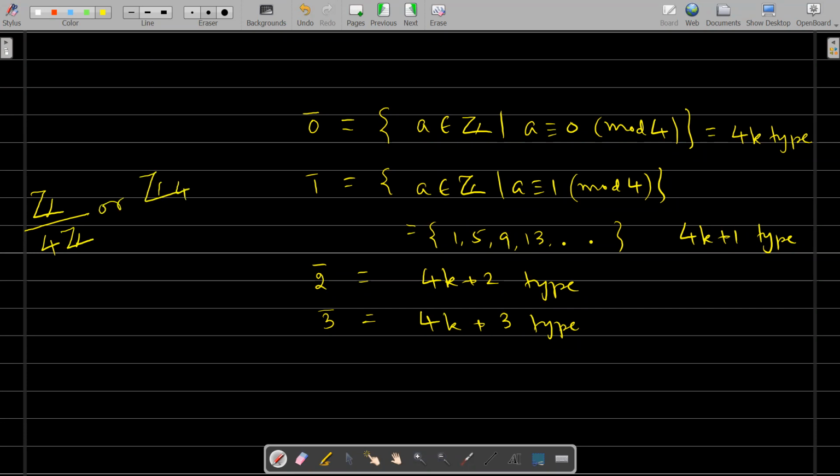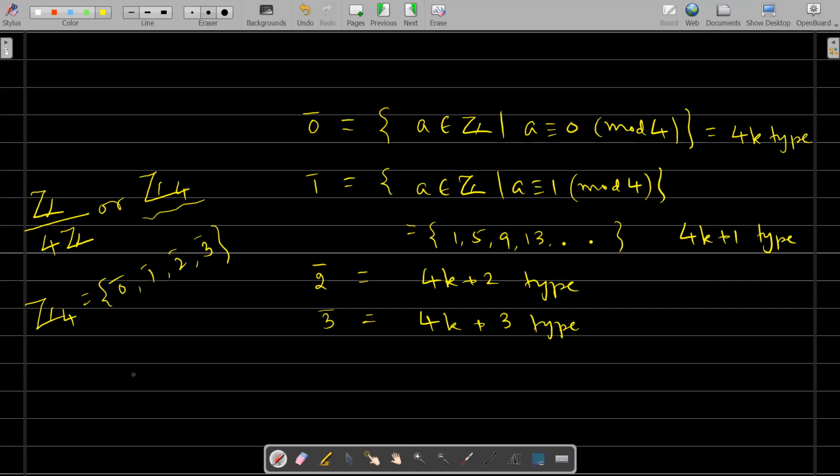So a more convenient notation is Z4 right now. And what I mean by Z4 is the remainder classes 0 bar, 1 bar, 2 bar, 3 bar. So when I divide by 4, modulo 4, I have 4 classes, essentially 4k type numbers, 4k plus 1 type numbers, 4k plus 2 type numbers, 4k plus 3 type numbers.